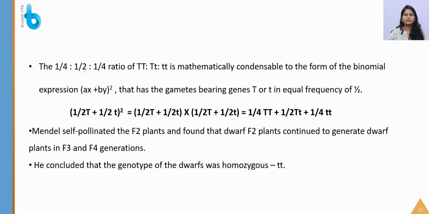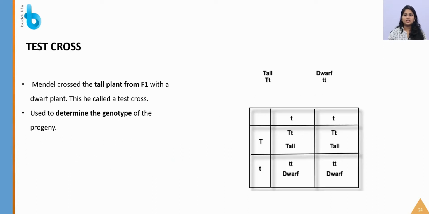So this 1/4, 1/2 and 1/4 ratio, that is the genotypic ratio, can also be mathematically condensed to form a binomial expression, that is (ax + by) the whole square, which is nothing but (ax + by) into (ax + by). So yes, Mendel self-pollinated F2 plants and found that dwarf F2 plants continue to generate dwarf plants in F3 and F4 generations even. So he concluded that the genotype of dwarfs was homozygous tt.